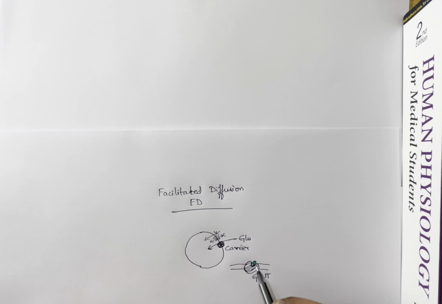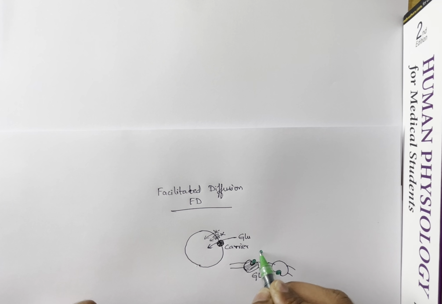Once the glucose substance binds to the carrier protein, there occur some conformation changes in this protein. So because of the conformation changes in the protein, what happens? The outside portion will turn towards the inside, bringing the glucose to the inside.